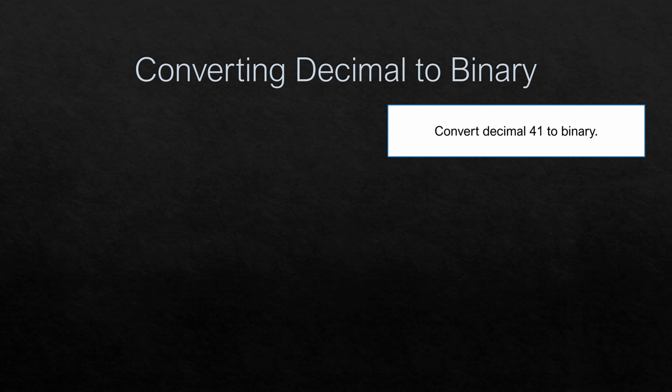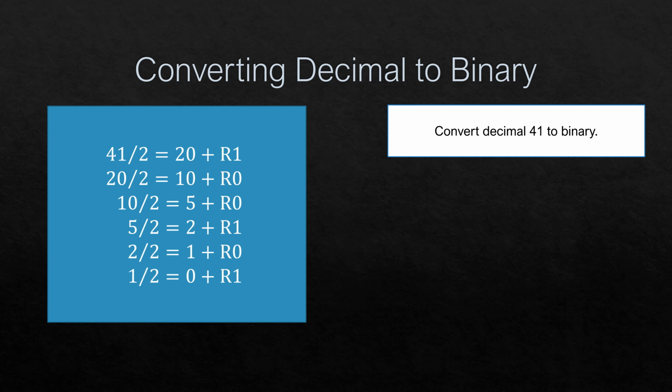Converting decimal to binary. In this example, we are converting 41 decimal to binary. First, 41 is divided by 2 to give a quotient of 20 and a remainder of 1. The quotient 20 is then divided by 2 to give a new quotient of 10 with a remainder of 0. The quotient 10 is divided by 2 to give a quotient of 5 and a remainder of 0. 5 is divided by 2 to give a quotient of 2 and a remainder of 1. 2 is divided by 2 to give a quotient of 1 and a remainder of 0. Finally, 1 is divided by 2 to give a quotient of 0 and a remainder of 1.